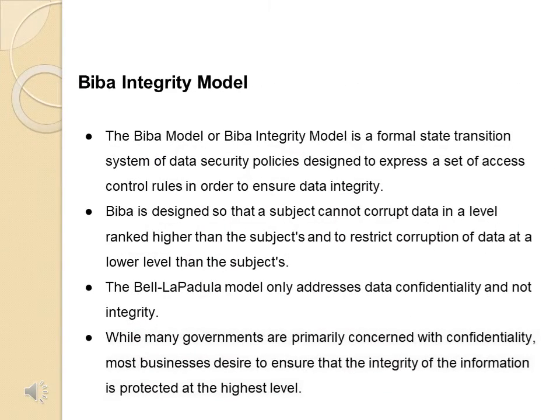So next we will discuss different types of mandatory access control. The first one is the Biba integrity model. The Biba integrity model is a formal state transition system of data security policies designed to express a set of access control rules. Biba is designed so that a subject cannot corrupt data in a level ranked higher than the subject level, and to restrict corruption of data at a lower level than the subject.